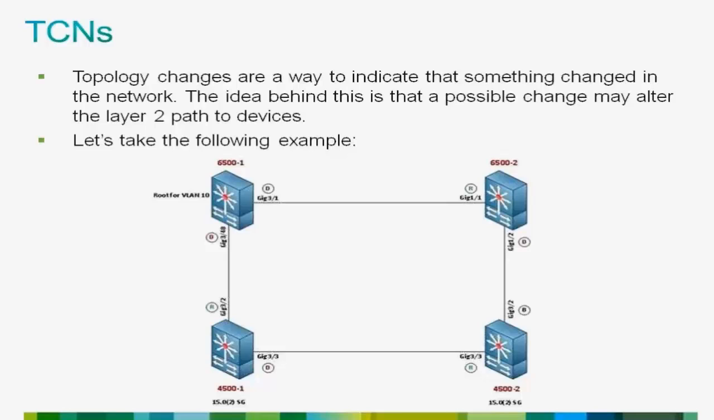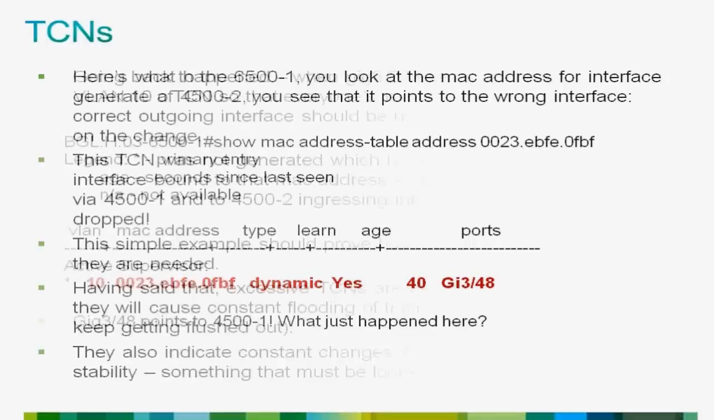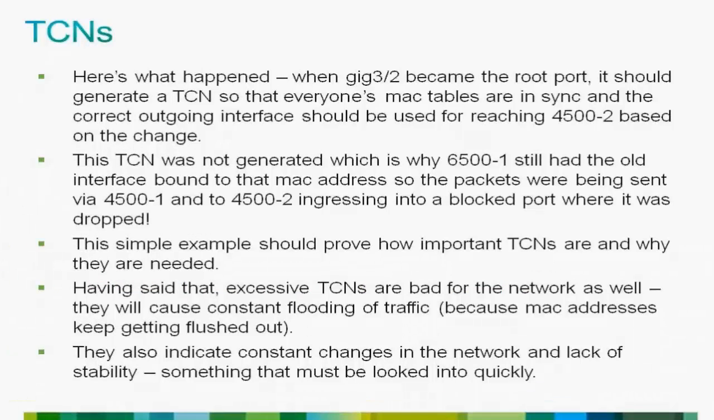6500.01 should flush out the MAC address, and it should relearn the MAC address via the correct path. So this is what we found out. This is what the issue was. It became a different story from there, but this is the basic gist of why topology changes are really important for your network, right? MAC addresses have to be relearned from a new path if the path is changing.